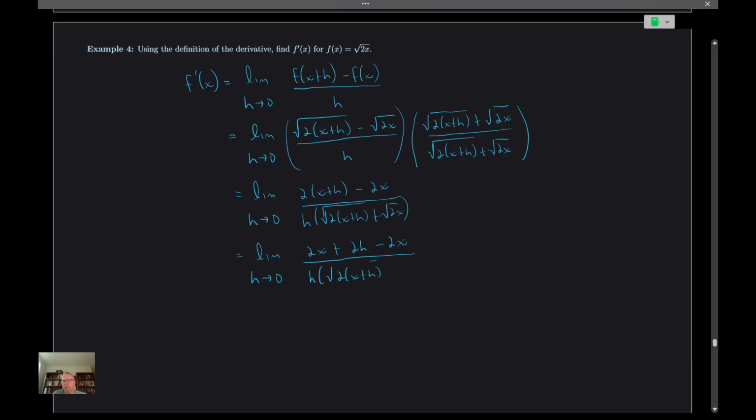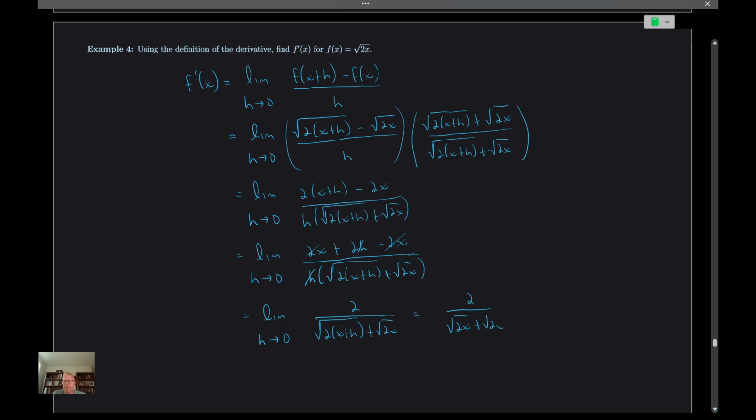We have the limit as h approaches 0 of 2x plus 2h minus 2x over h times all this. Now you can multiply out this 2 if you like. It doesn't really matter. No reason not to. So the 2x's cancel out. That leaves a 2h on top with the h here on the bottom. So the h's are going to cancel. So then we have the limit as h approaches 0 of 2 over square root of 2 times x plus h plus square root of 2x. Now we can plug in 0 for h, and so we are going to get 2 over square root of 2x plus square root of 2x.